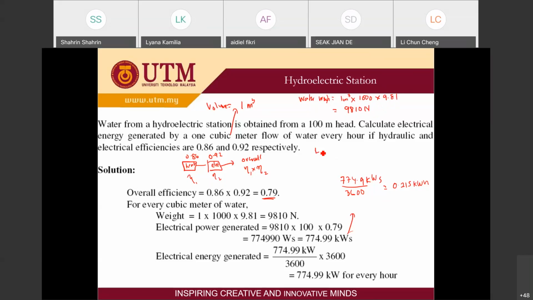Then next is to calculate the energy inside the water. The energy inside the water is the weight of the water multiplied by the head difference of 100, so this is around 981000 watt second. This is the energy inside the water. The total energy output is then obtained by multiplying with the efficiency, so the answer is 774990 watt second.